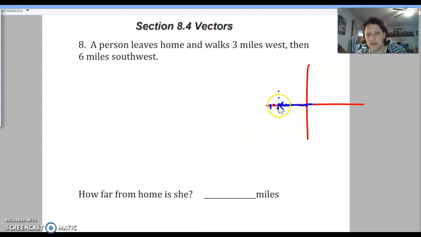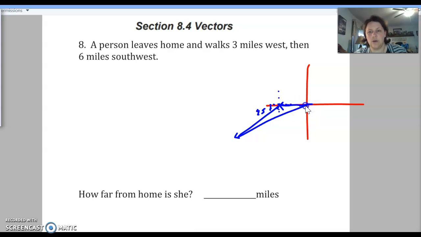I'm going to go a little bit further. It's supposed to be twice as far. Okay, so 6 miles, 45 degrees. And then from this point, well, let's not talk about that point quite yet. All right, so we want to know how far from home is she in miles. So what we need to do is we need to find another vector that starts from where she's ending off and ends up at home.